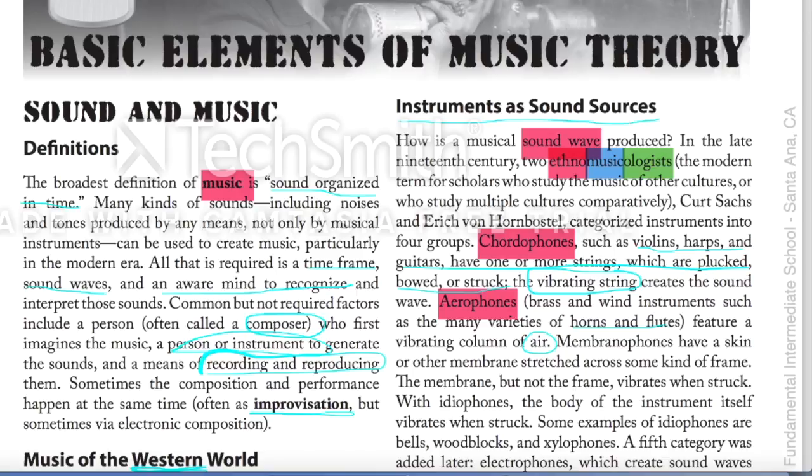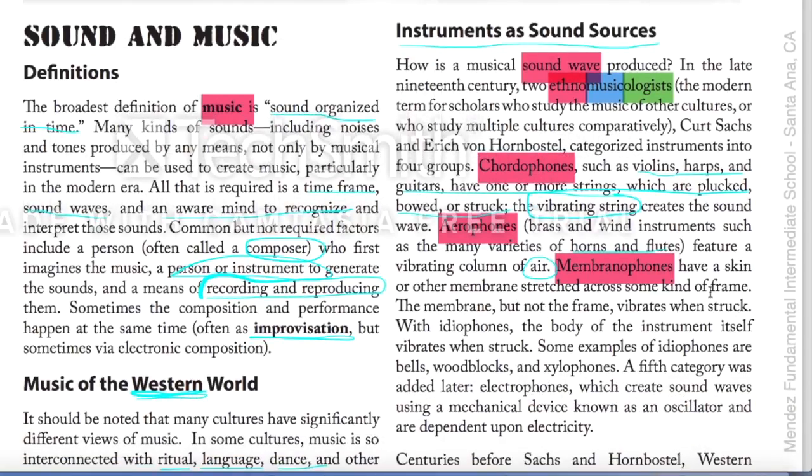Then we have membranophones. If you don't know what a membrane is, it's a very thin skin. If you think about the cell structure, have you guys heard of the cell membrane, right? It's a really thin skin, kind of like the skin of a grape is the membrane. It's not super thick like an orange, but it's very thin and can be easily punctured. That's a membrane, all right? So when you think about membranophones, and by the way, the word phone, do you guys know what that means? It means sound. They have a skin or other membrane stretched across some kind of frame.